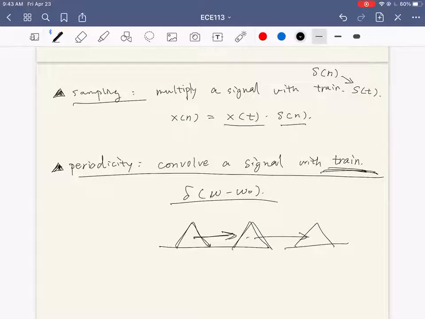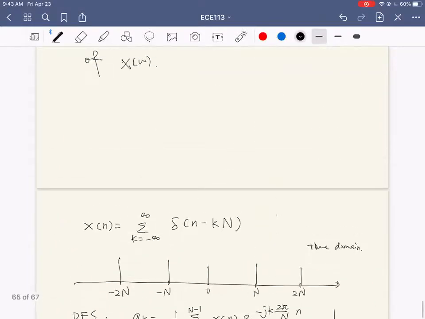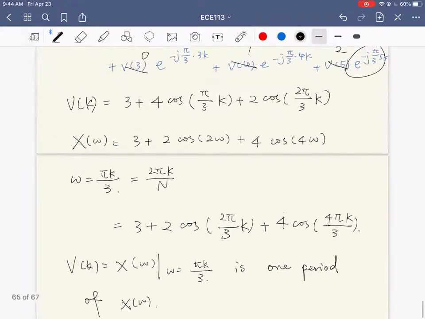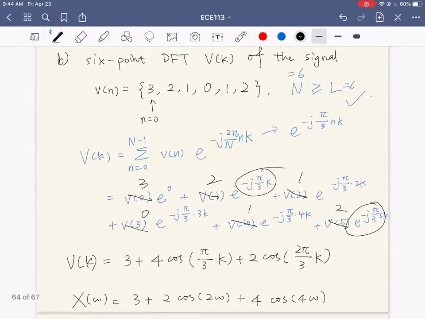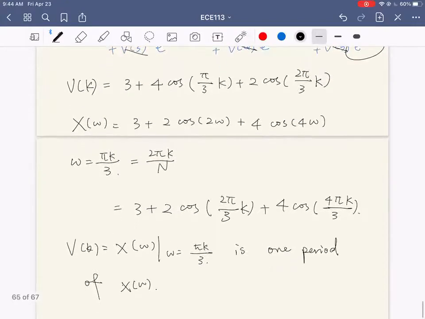Yeah, I have a question. If you go back to the problem 2 example, the very end, can you explain what you're doing when you plug the 2 pi over 3 k into the X of omega equation? Yeah. So you see that the 3 remains the same, and this term is the same as this term, and then this term is supposed to be the same as this term.